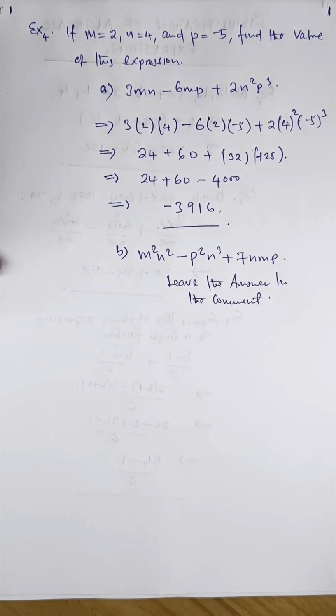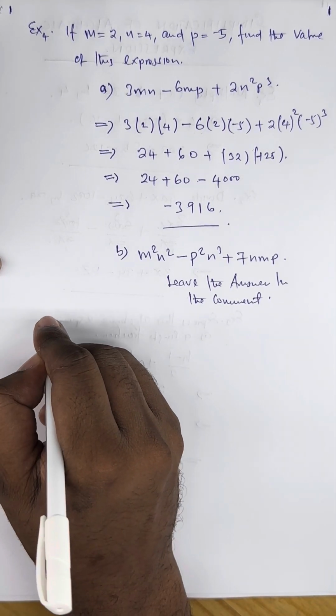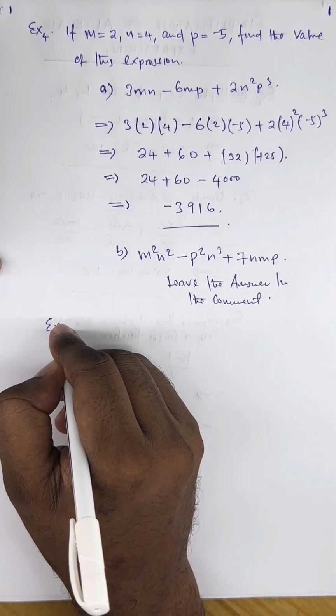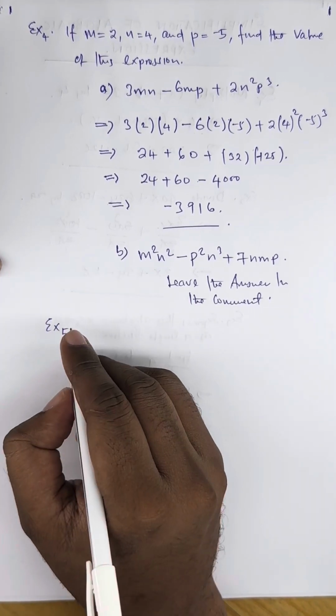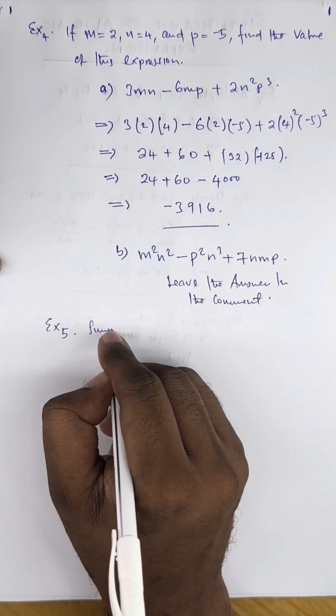So maybe we proceed to a more complex problem. Let me look if I have one. So the last one will be this one. We have been told, in the last example, let's call it example 5, to simplify each of the following.